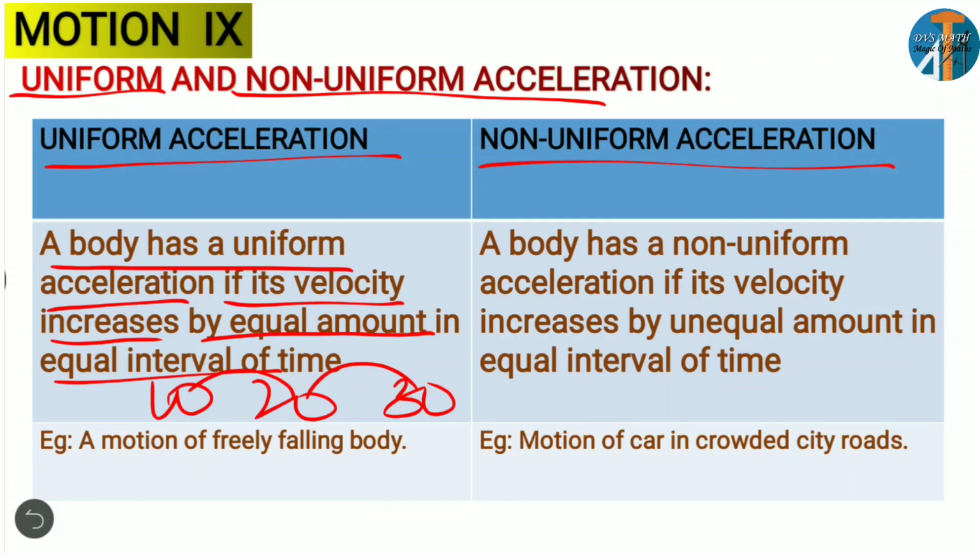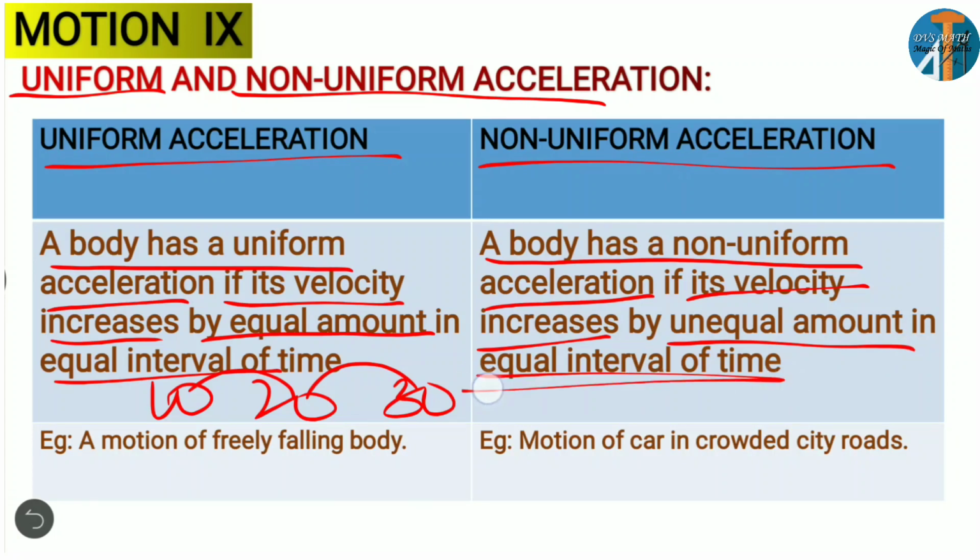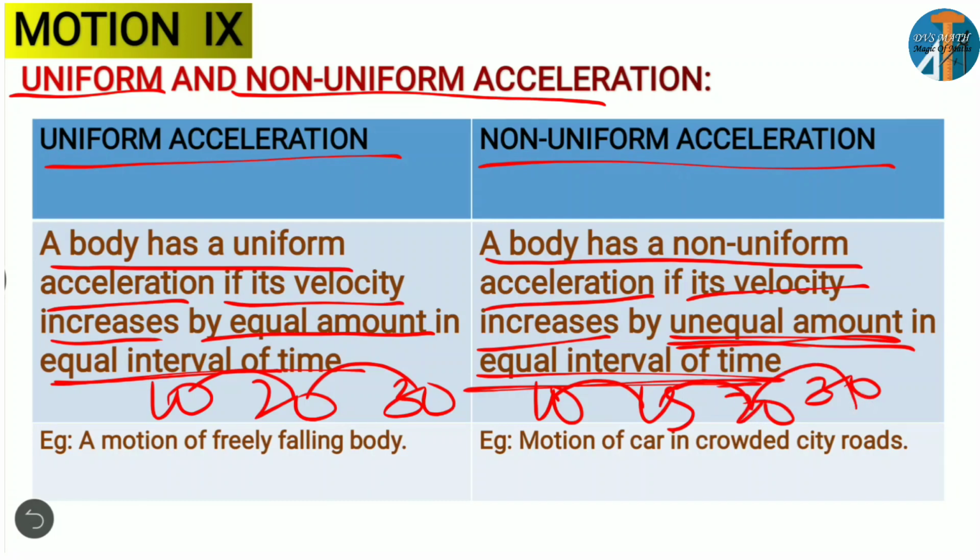Then what is non-uniform acceleration? A body has non-uniform acceleration if its velocity increases by unequal amounts in equal intervals of time. Observe, in both cases we consider equal intervals of time, but here the amounts are unequal. For example 10, 15, 20, 30. See here, there is a difference of 5, again a difference of 5, then a difference of 10. Unequal amounts in equal intervals of time mean the object has non-uniform acceleration.